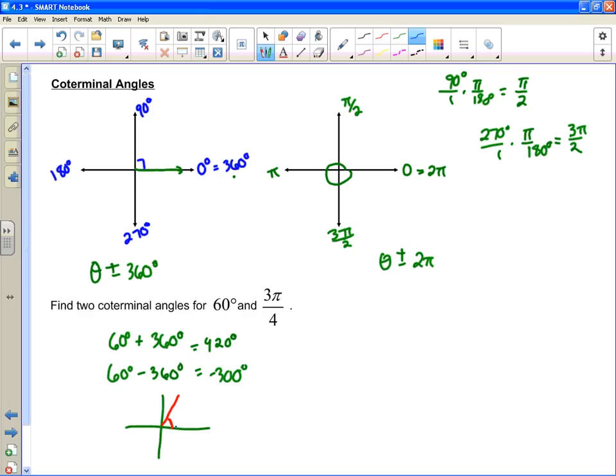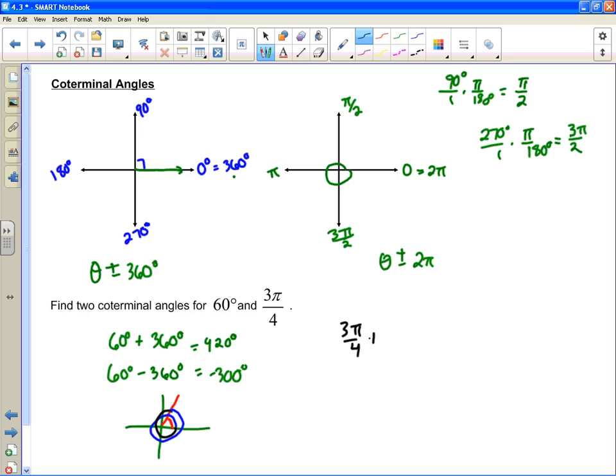Okay, so that's the angle that I go all the way around and then I come back and stop here. That's 420. Or I could also say, well, what if I start at 0 and I go negative? I would go negative 300 degrees and get to that same line. So this is just a way of naming angles.